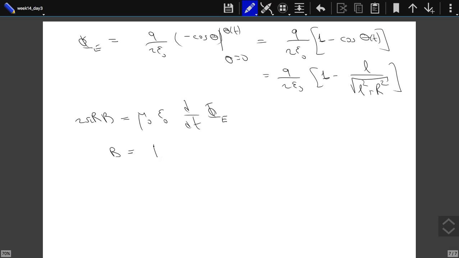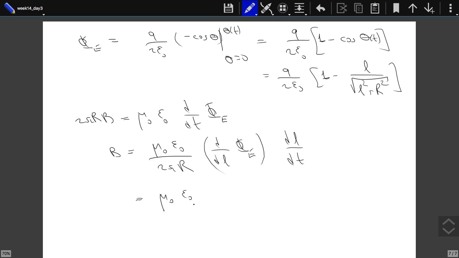B is equal to mu 0 epsilon 0 over 2 pi r. Let's take the time derivative of this phi e. We have, well, first take the derivative with respect to L times dL by dt, because phi, the electric flux, depends on time only through L. L depends on time. This is equal to mu 0 epsilon 0 divided by 2 pi r times q minus q over 2 epsilon 0. Let's take the derivative of that term.